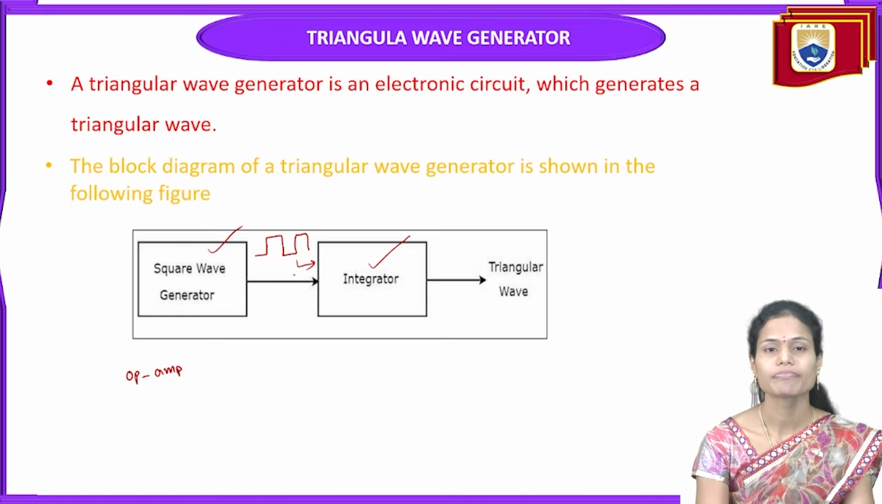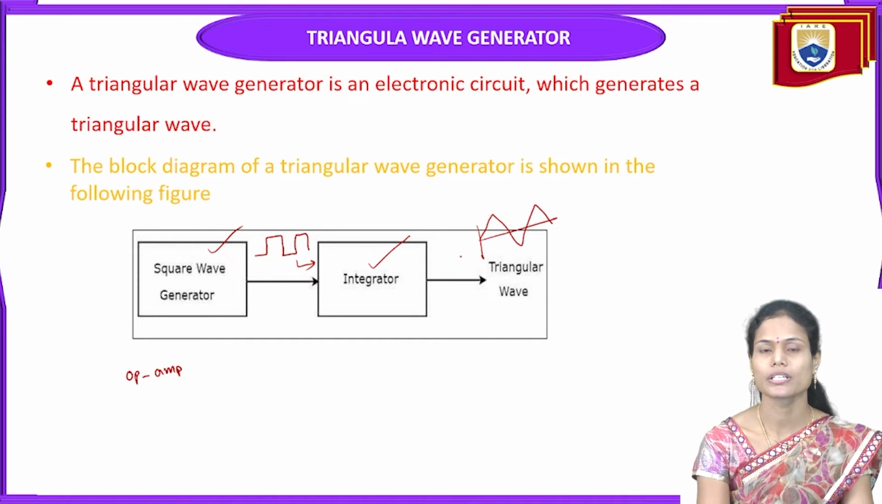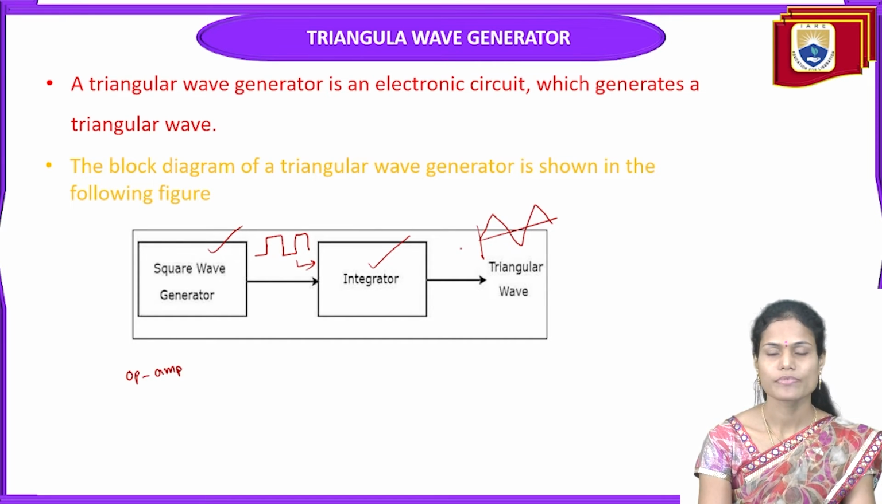We apply that output to the integrator. What is the function of the integrator? It will integrate the applied input signal. So it takes the square wave signal as input and provides the triangular wave signal as output. In this way we can generate the triangular wave by using the square wave generator as well as the integrator circuit.